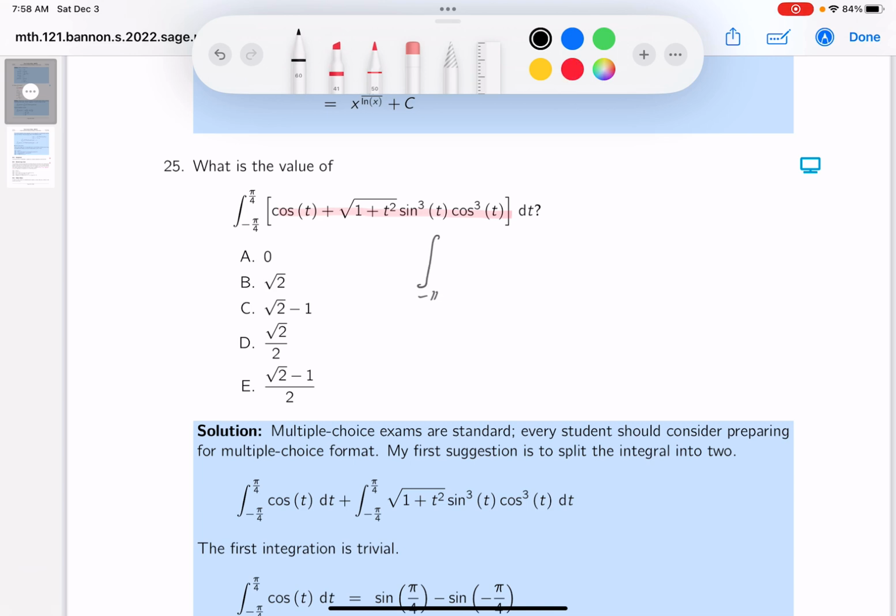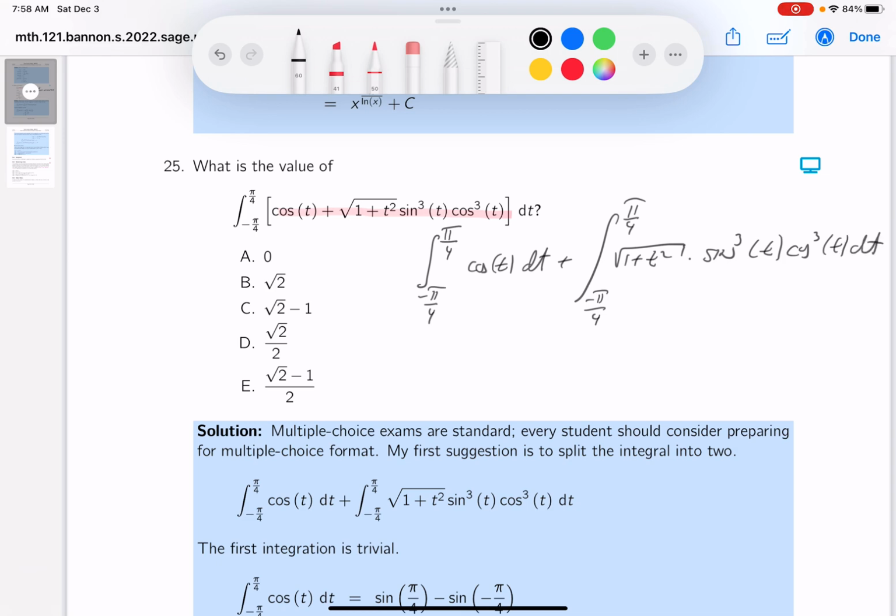It's the integral from minus pi over 4 to pi over 4 of cosine of t dt, plus the integral from minus pi over 4 to pi over 4 of the root of 1 plus t squared times sine cubed t cosine cubed t dt.